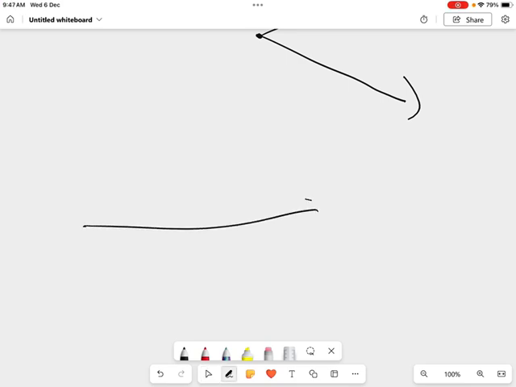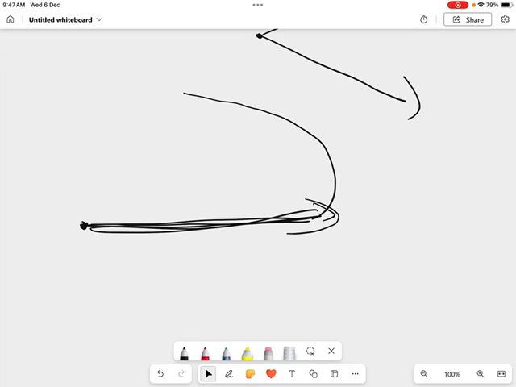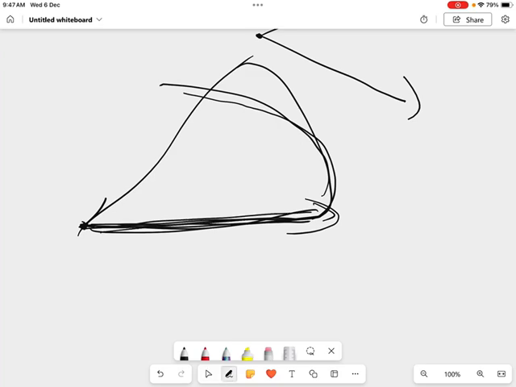An angle is a measure of rotation of a given ray. This is the given ray. This is the rotation of the given ray about its initial point. This is the initial point. This is the given ray. The measure of rotation of a given ray about its initial point is called an angle.